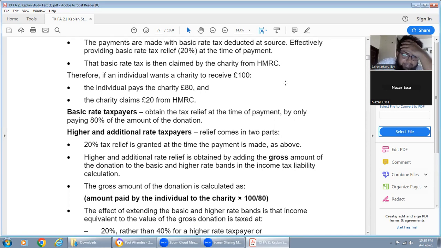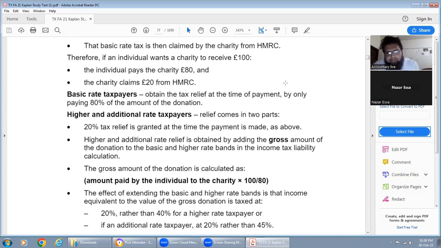Higher and additional rate taxpayers: relief comes in two parts. 20% tax relief is guaranteed at the time of payment, as above. Higher and additional rate relief is obtained by adding the gross amount of the donation to the basic and higher rate bands in the income tax calculation. The gross amount of the donation is calculated as the amount paid by the individual to the charity multiplied by 100 divided by 80.